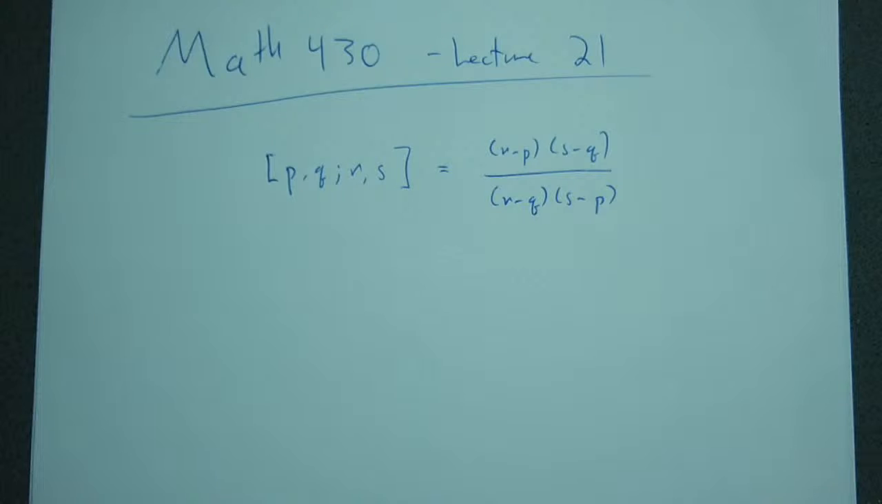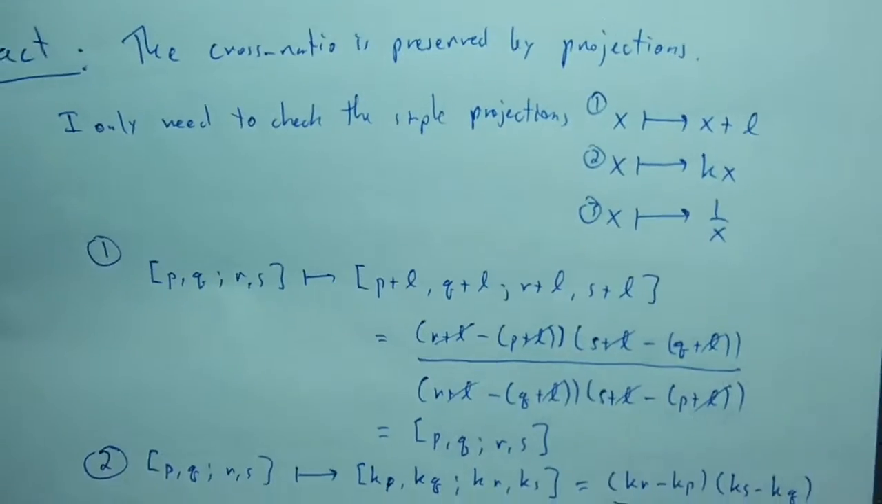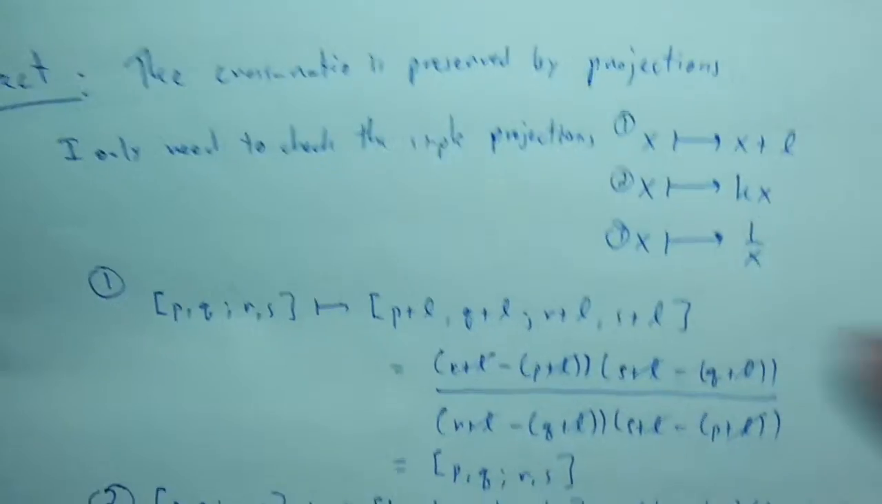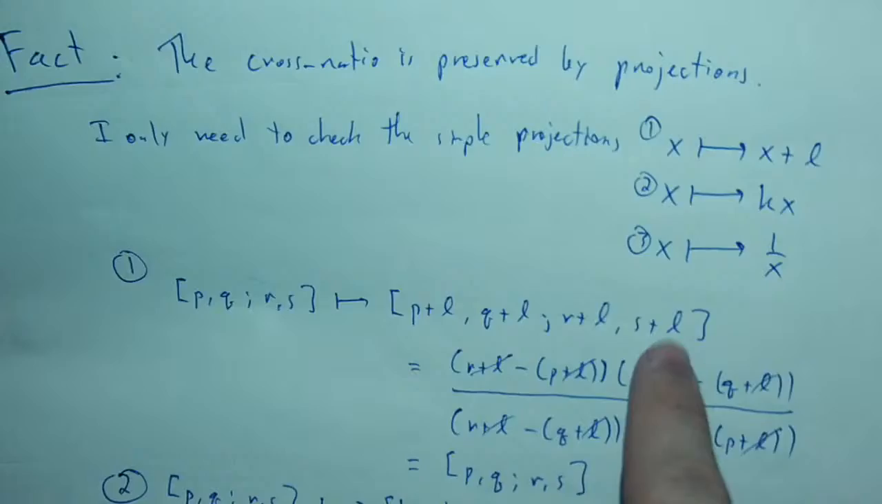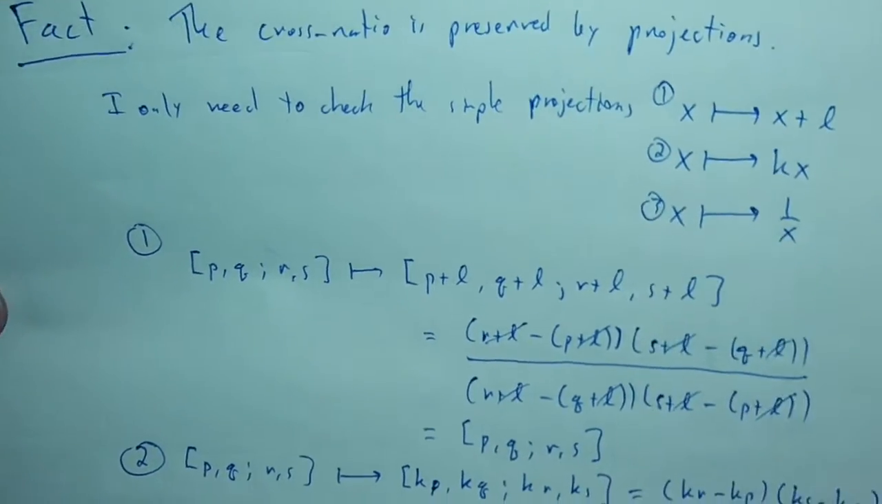What we saw last time is what happens if you apply projections to the cross ratio. There were three basic types of projections. There's the projection that ends up being a translation, sending a point on a projective line to x plus L, so it shifted some amount. Remember, this was projecting from a point at infinity. There's projecting from a finite point, which ended up scaling the projective line, so x is sent to kx.